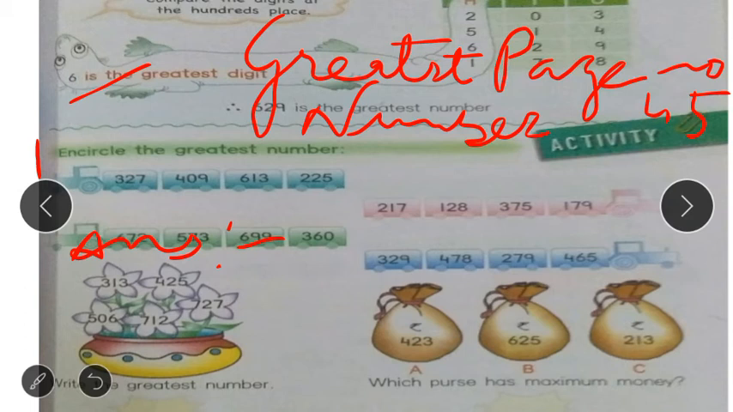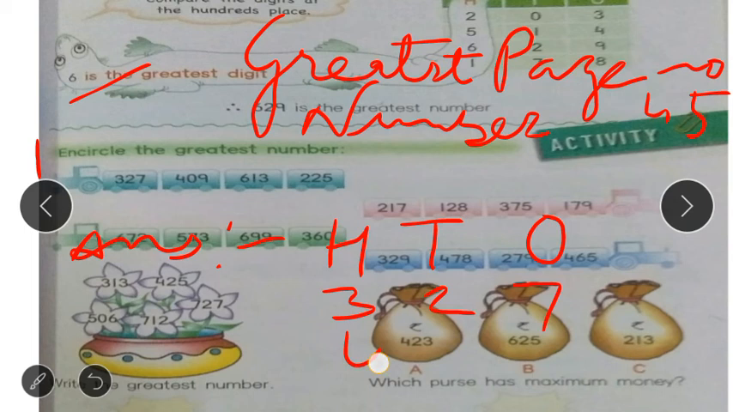So you have to make 3 columns, that is hundreds, tens, and ones. Now write all these numbers, like 327. Okay, then 409. What is the next? 613. And below that you have to write 225. Here is no place, so I am writing 225 here.